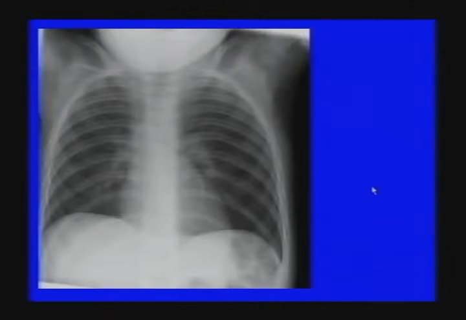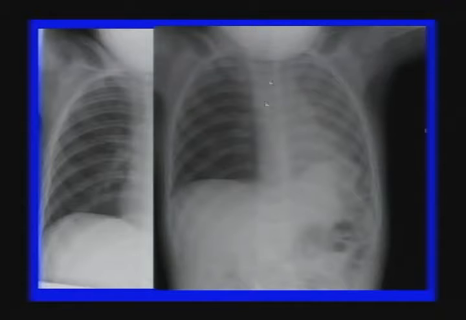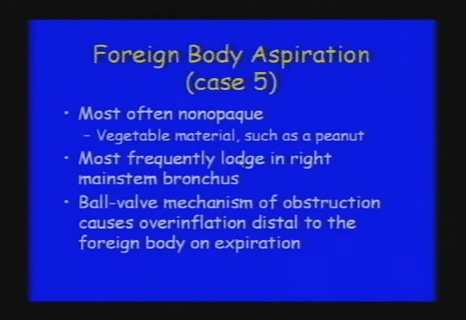The next case is an 18-month-old with new onset asymmetrical wheezing. And you can see on this that there's asymmetry of inflation of the chest. I would actually say that the left lung looks bigger than the right, but when we do our forced expiratory view, the left lung collapses and the right lung doesn't. So there's air trapping on the right. And this is a foreign body aspiration, which was case 5.